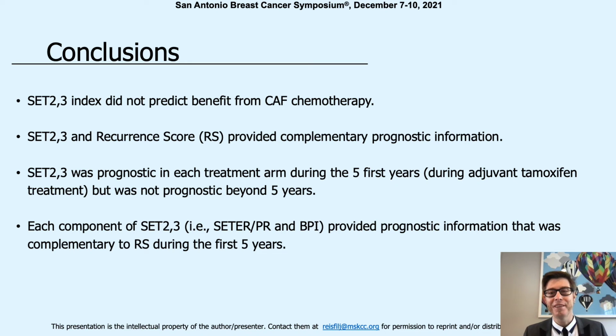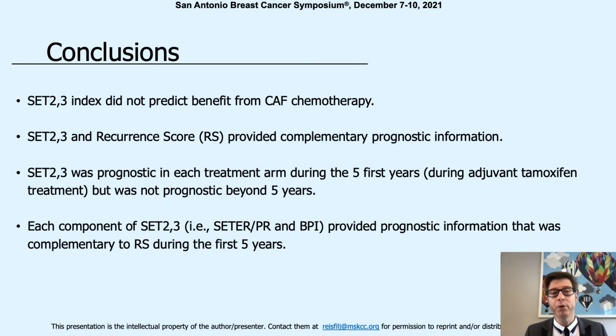The conclusions of this study were, first, that the SET index did not predict benefit from CAF chemotherapy in this SWOG trial; that the SET index and the recurrence score provided complementary prognostic information; and that the SET index was prognostic in each treatment arm within the first 5 years of follow-up, but not after 5 years.